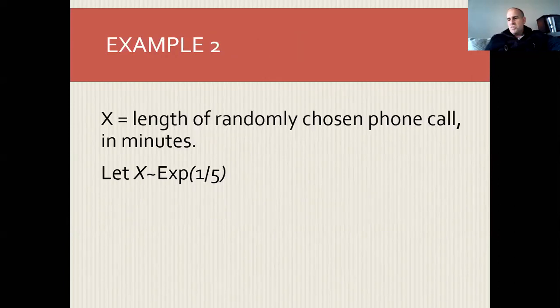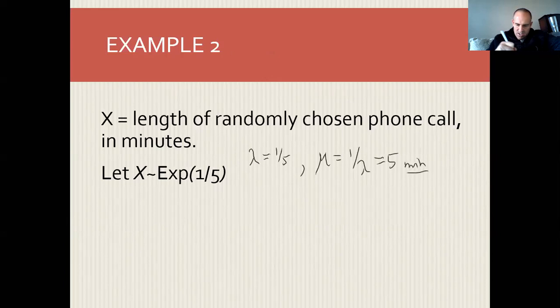So here's a little example. X is the length of a randomly chosen phone call in minutes. X is going to be exponential with parameter 1/5. So this means that lambda is equal to 1/5. So what's the mean? The mean is 1 over lambda, which is 5 minutes. These are minutes, right? So the average length is a 5-minute phone call, apparently, according to this.